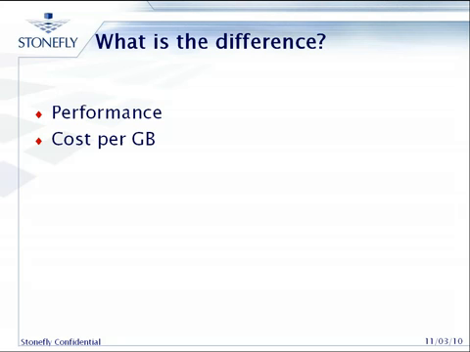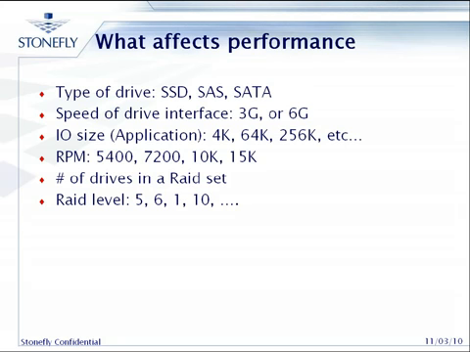So the difference again between these drive types: there are two things. One is performance, and another one is the cost per gigabyte. And obviously SATA is lower than SAS, and SAS is lower than SSD as far as price-wise, and performance-wise it is the other way around. SSD is better than SAS, and SAS is better than SATA.